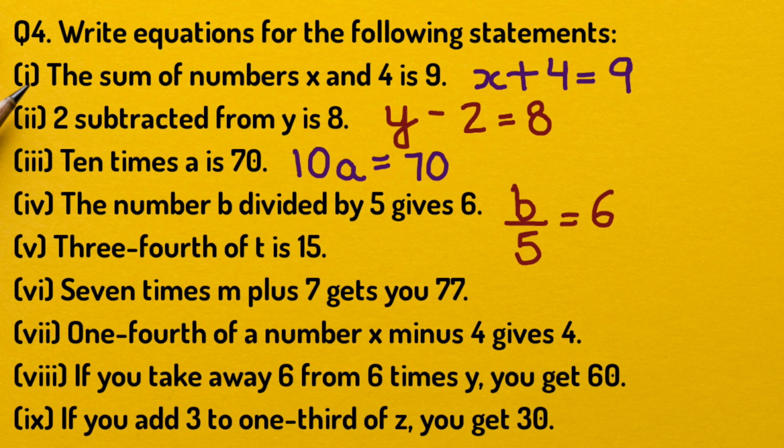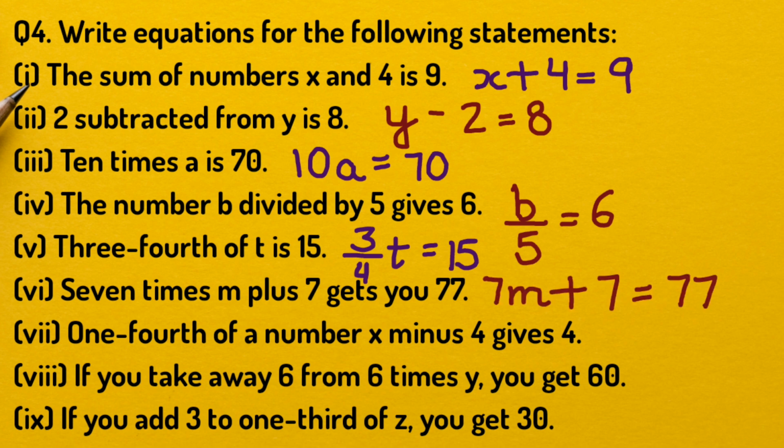Fifth part, 3/4 of t is 15. 3/4 means 3 upon 4. Of means multiply. 3 upon 4 into t, 3 upon 4t is equal to 15. Sixth part, 7 times m plus 7 gets you 77. 7 times m, 7m plus 7 is equal to 77. Seventh part, 1/4 of a number x minus 4 gives 4. So 1 upon 4x minus 4 is equal to 4.